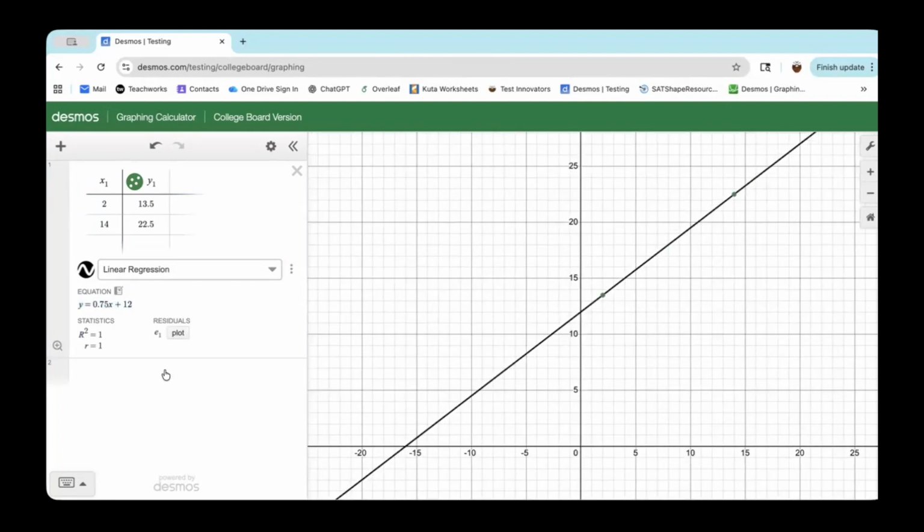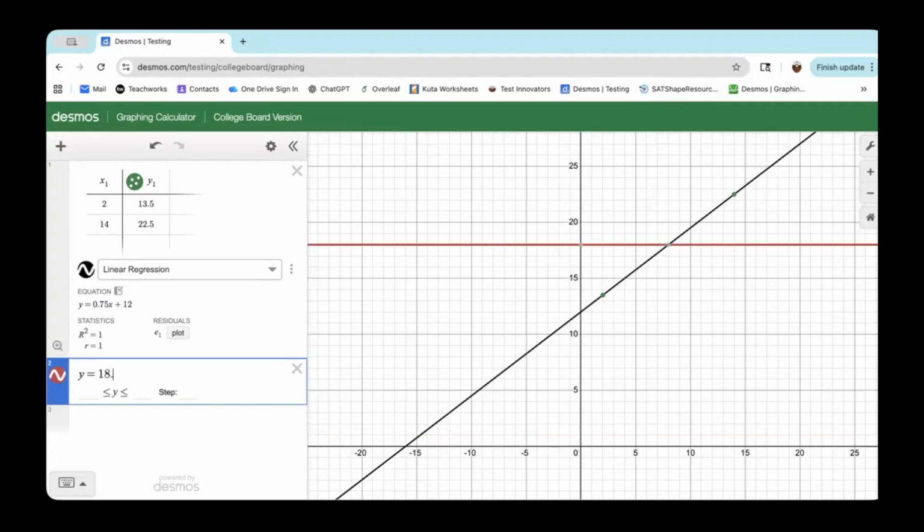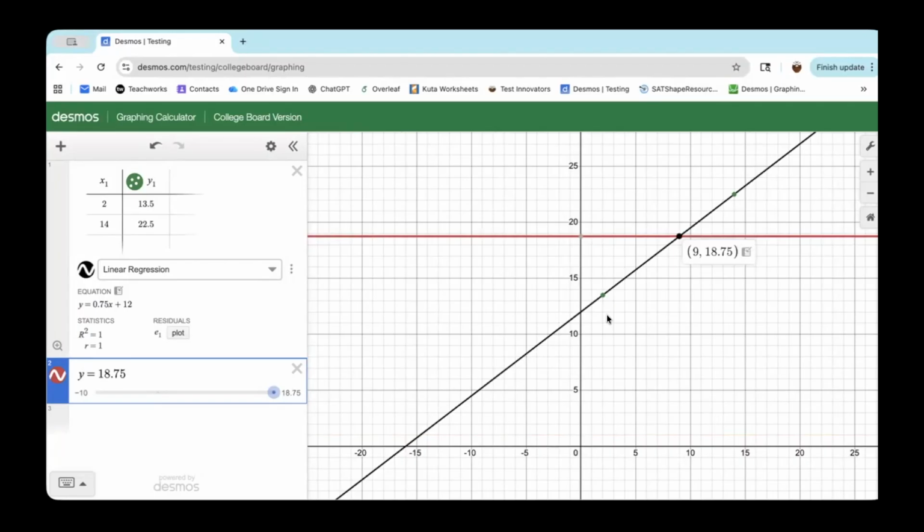So then what I know is, if we want to do this whole thing in Desmos, I want my output to be 18.75. So I'm going to graph y equals 18.75, and then look at the intersection with the line that came from the table of information that we put in. So that tells me that the input to that function must be 9. That's what would give me an output of 18.75.